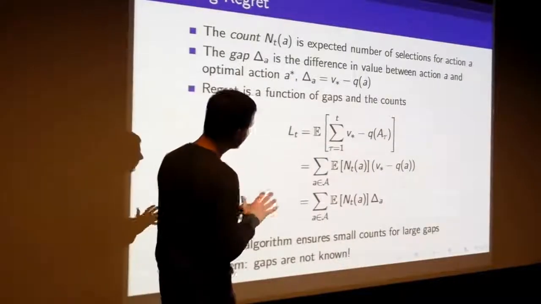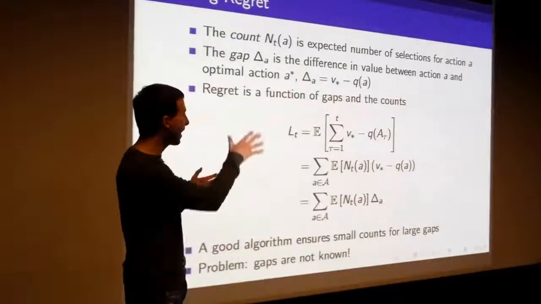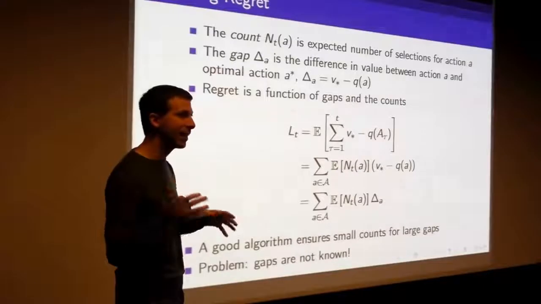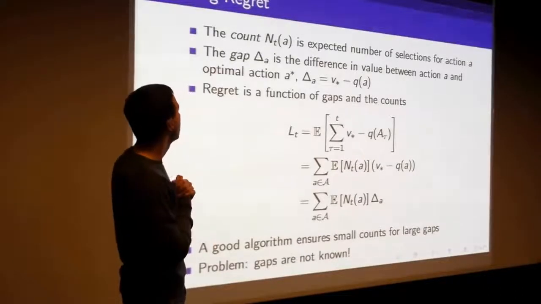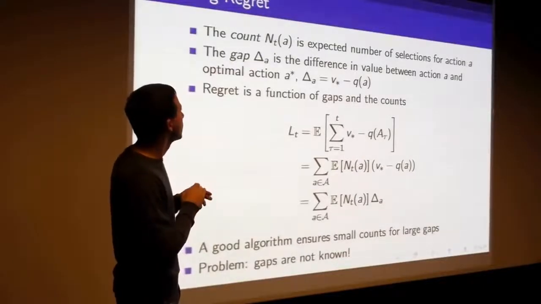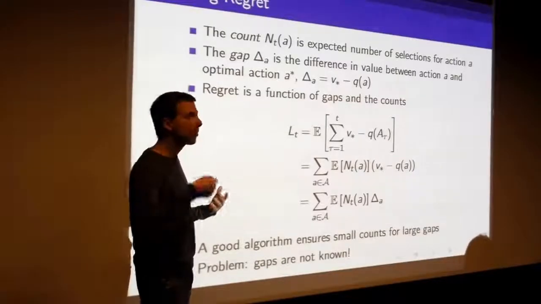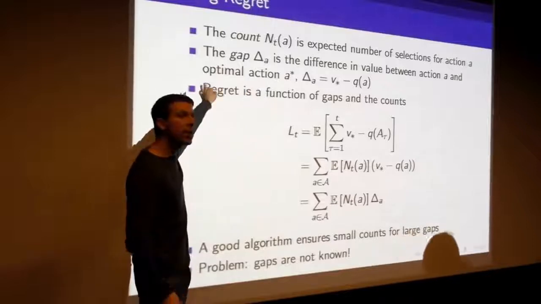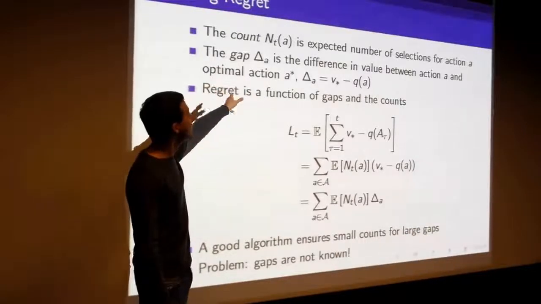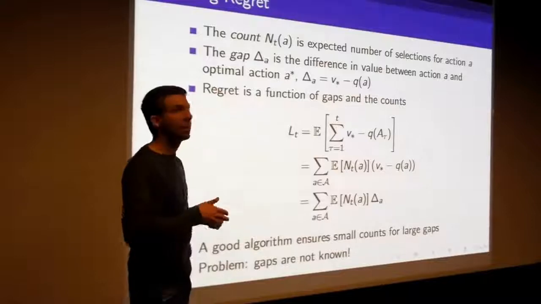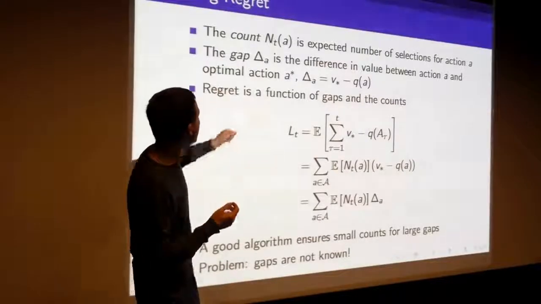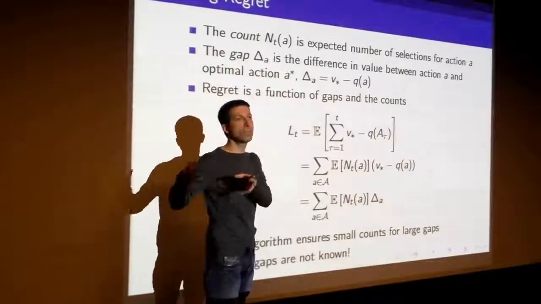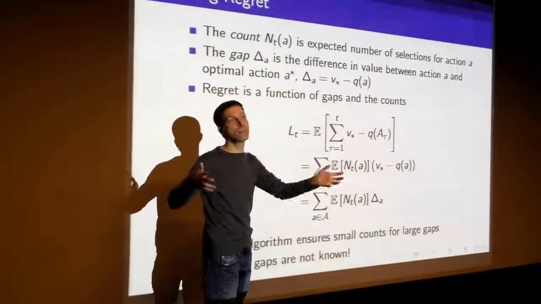So just one more slide to understand what's good and what's bad about regret, and then we'll move on to some pictures to help understand this a little bit better. So the count is just the number of times we've pulled an arm. So we're going to count the number of times we pull an arm. And we're going to consider this thing called the gap. So the gap is the difference in value between some action a and the optimal action. So it's basically the gap between the best machine I could have pulled and some suboptimal machine.